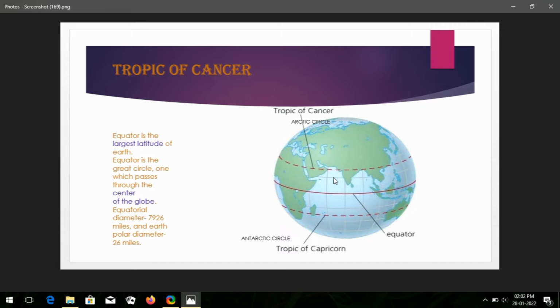And friends, if you look here, the distance between the Equator and the Tropic of Cancer is 23.5 degrees. And the same distance is here between the Equator and the Tropic of Capricorn, 23.5 degrees. Fine. I hope you are getting it.